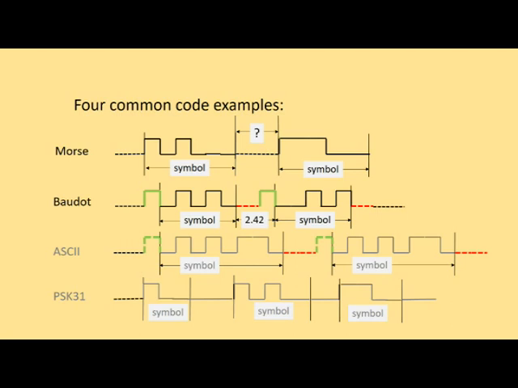There are four common examples of these binary two-state codes. Two of the early ones are Morse, which goes back to about the mid-1800s, and Baudot, which came about sometime around 1925 or 30, prior to World War II. The other two, more modern examples are ASCII, American Standard Code for Information Interchange, and PSK31. PSK31 is a modern example of a varicode, and Morse is an early example of such a varicode.